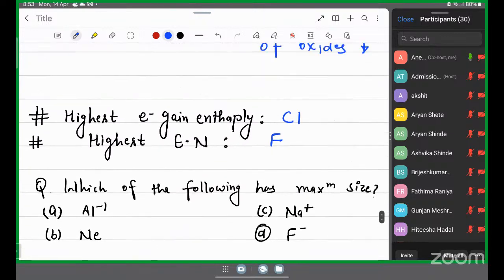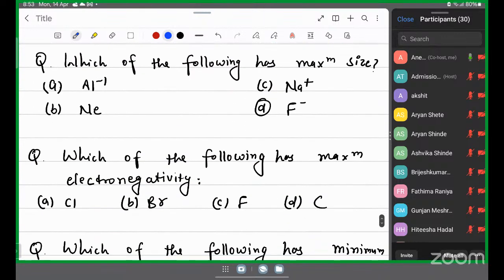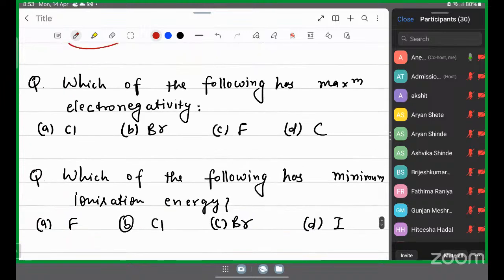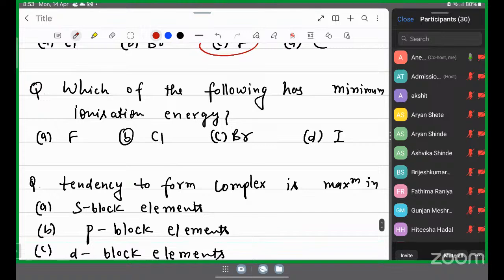So which of the following has maximum size? Noble gases has maximum size in any period. Which of the following has maximum electronegativity? Maximum electronegativity for an atom. Which of the following has minimum ionization energy?